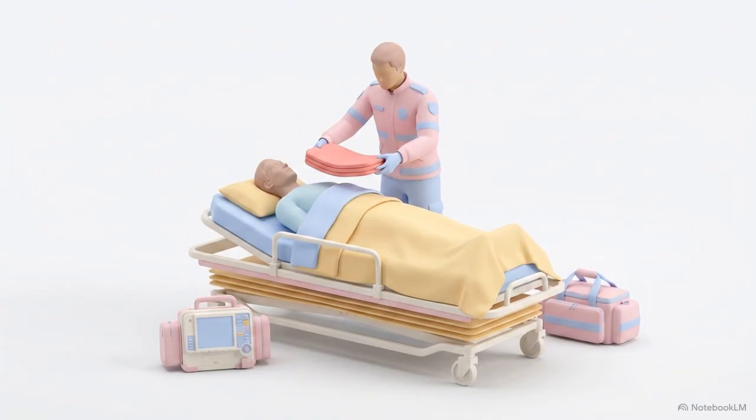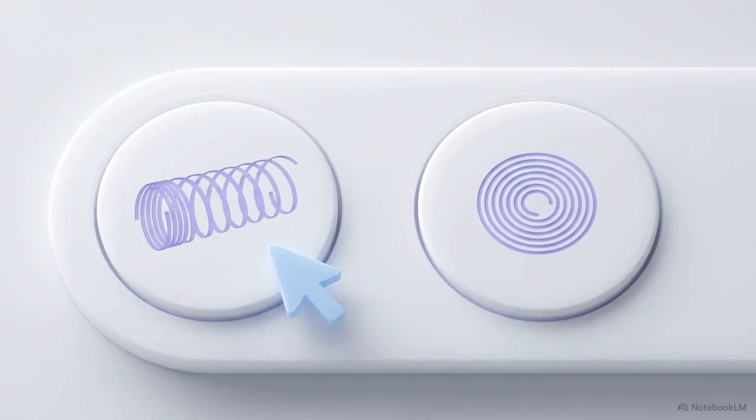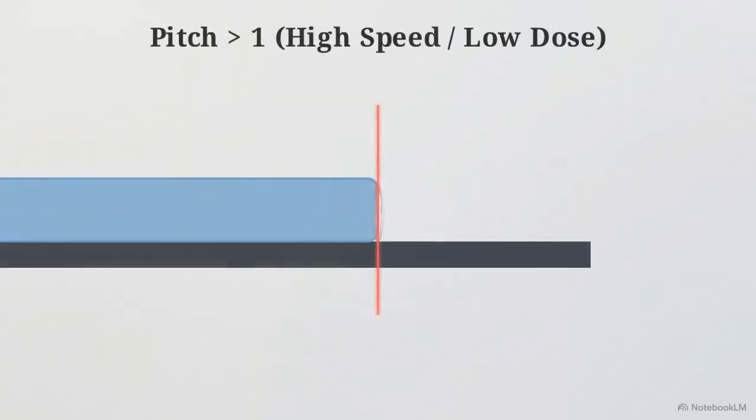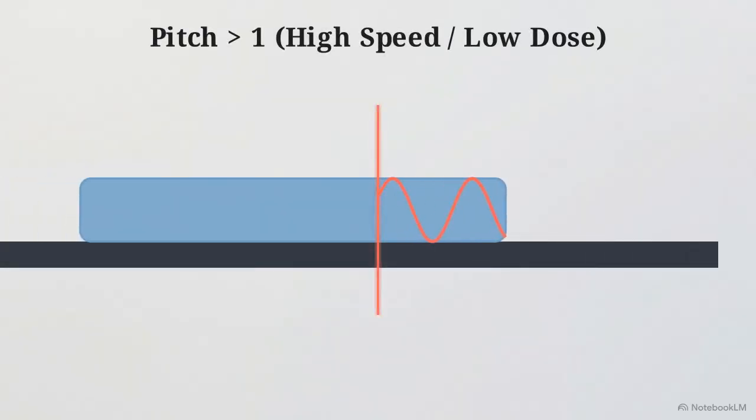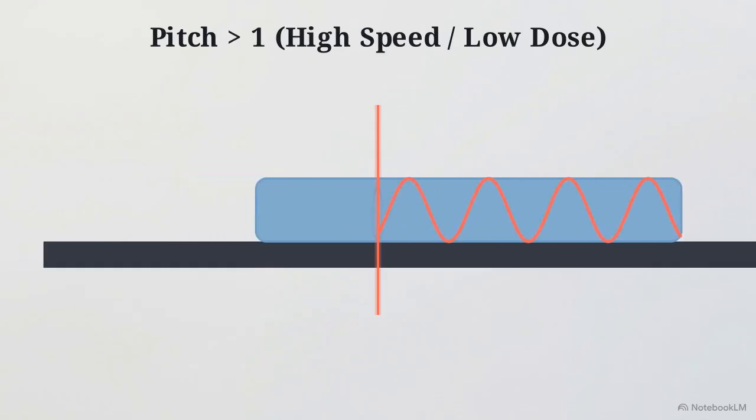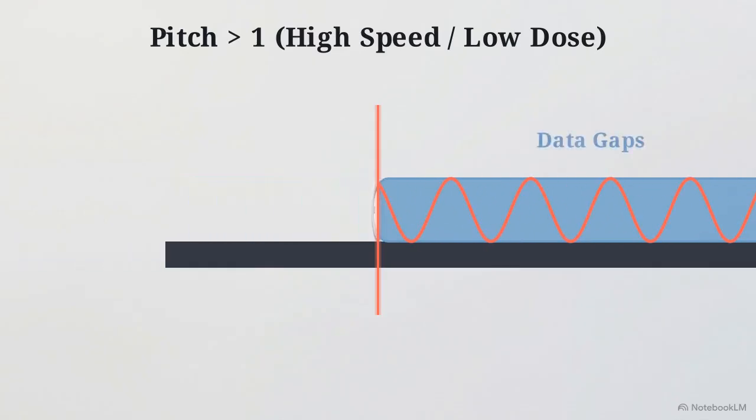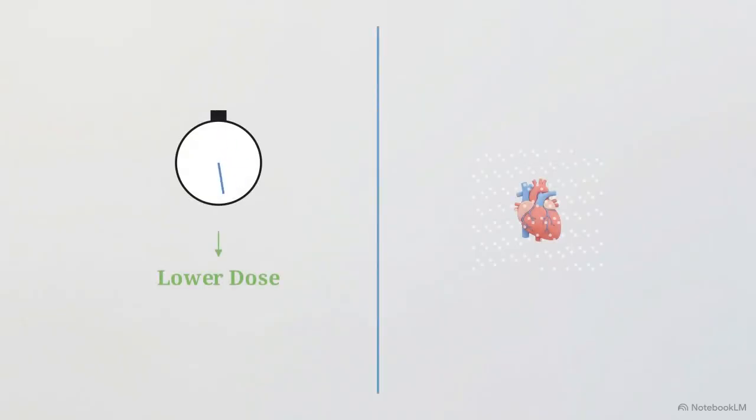Imagine you have a bleeding trauma patient who is restless and cannot hold their breath. Would you adjust your pitch to be greater than 1 or less than 1? You need a pitch greater than 1. By moving the table faster than the beam width, you intentionally stretch the spiral, creating small data gaps. This sacrifices a small amount of image detail to noise, but drastically speeds up the scan and lowers the radiation dose, crucial for a moving patient.